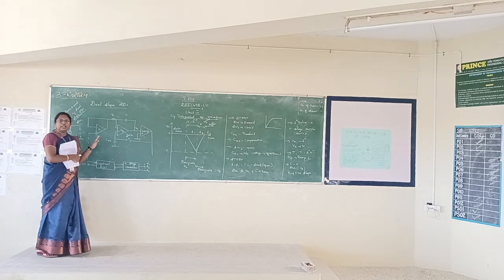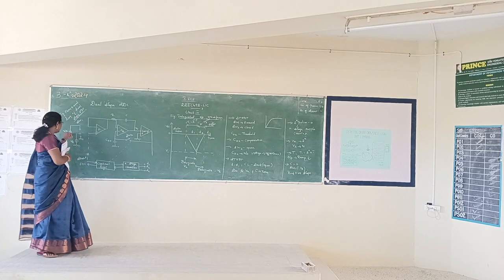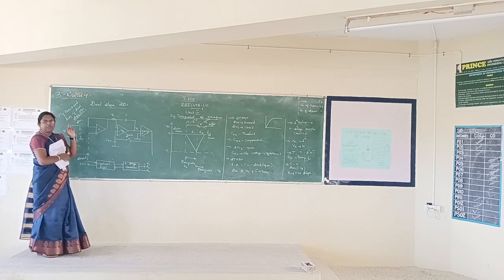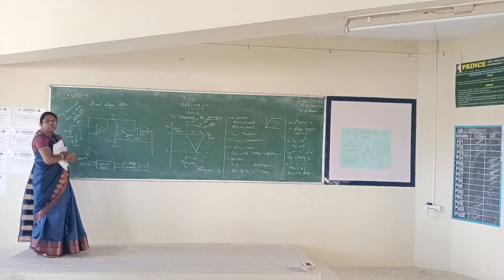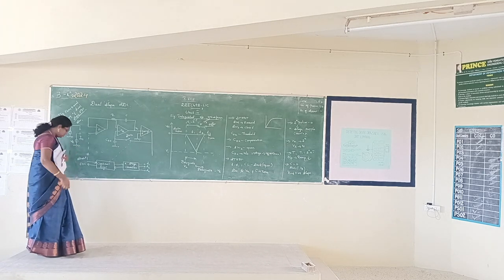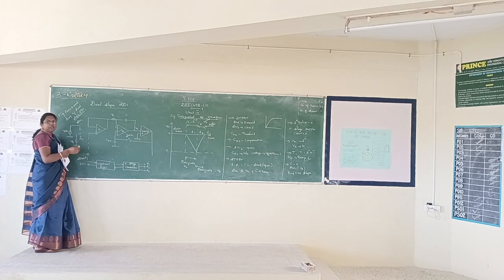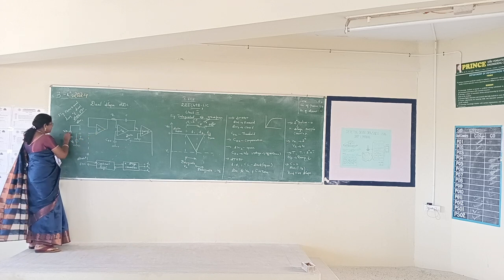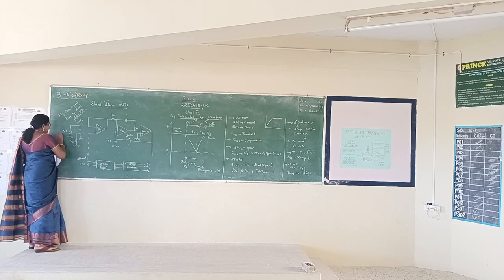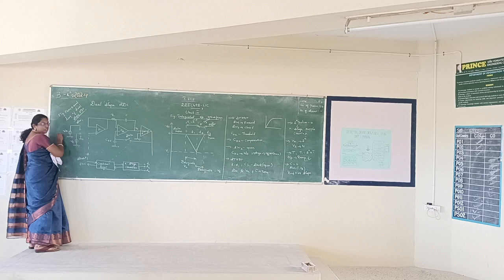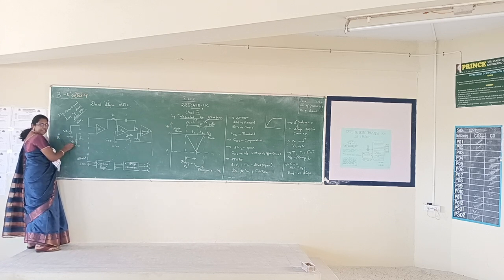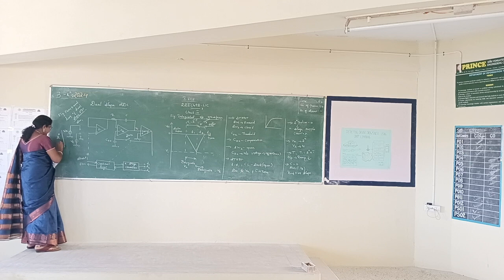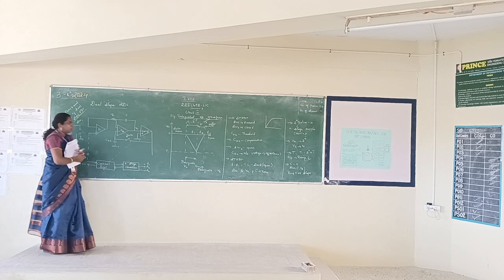Listen. The converter first integrates the analog input signal for 2 power n clock pulses, and then the integrator integrates the reference voltage, that is minus VR, for N clock pulses.